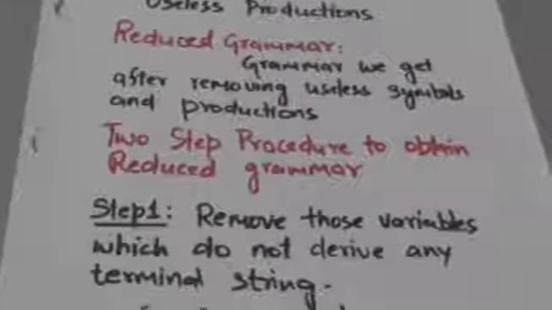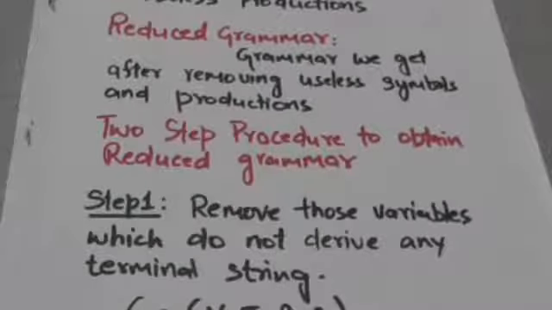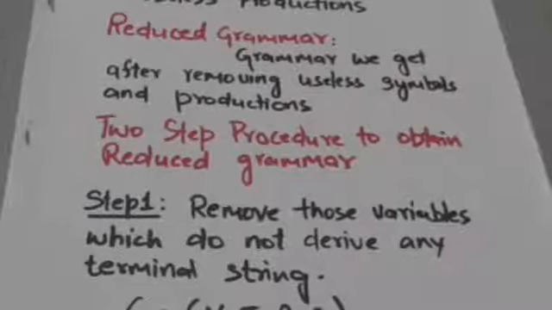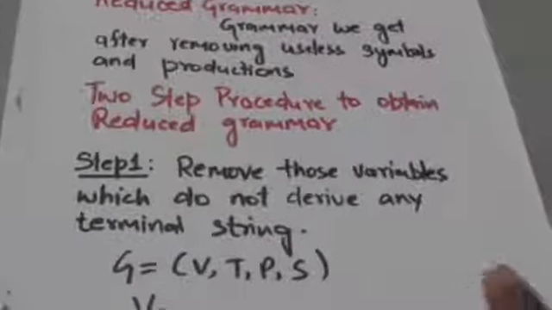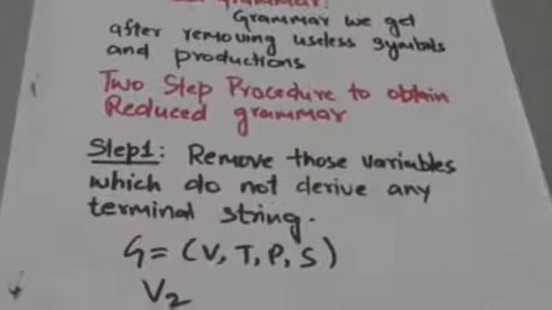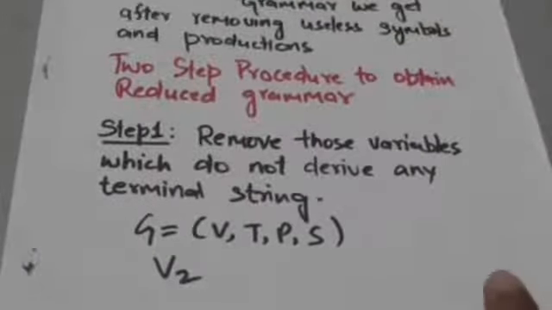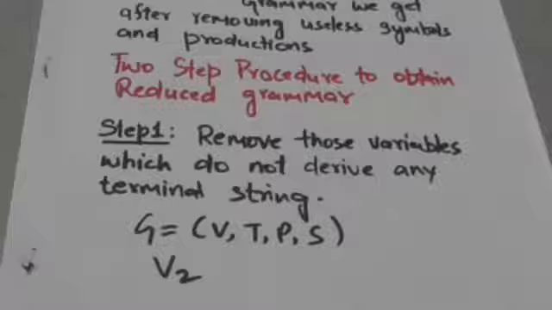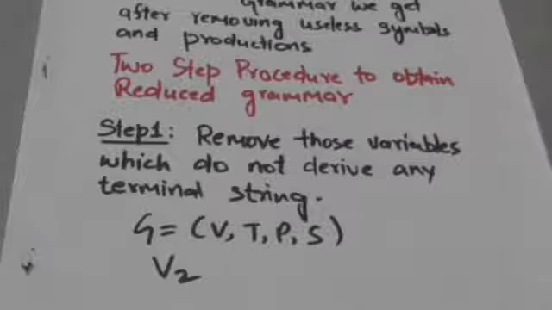There is a two-step procedure to obtain the reduced grammar of a given grammar. Step 1. Remove those variables which do not derive any terminal string and remove those productions which involve these variables. Now, how we can remove such type of variables and productions?